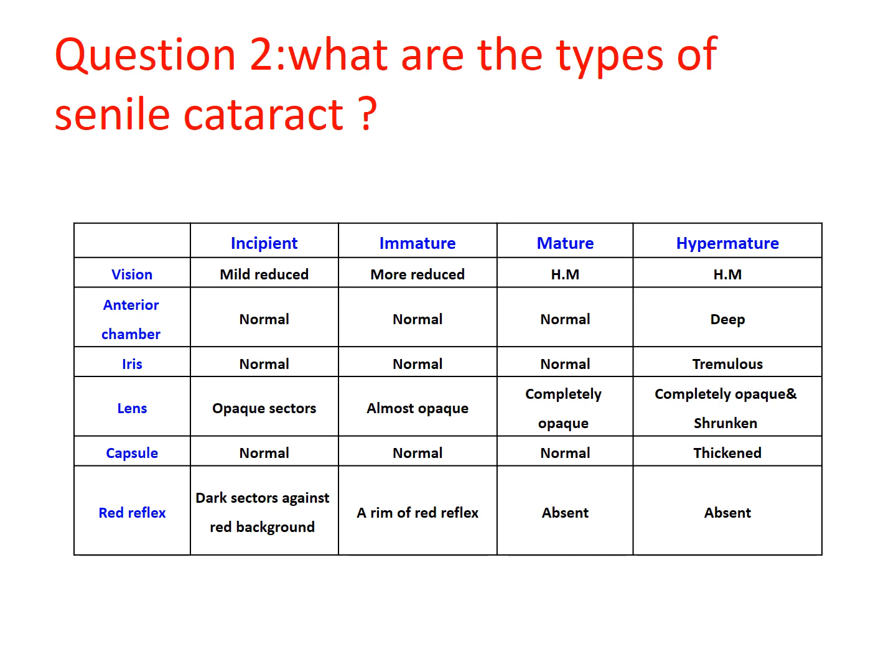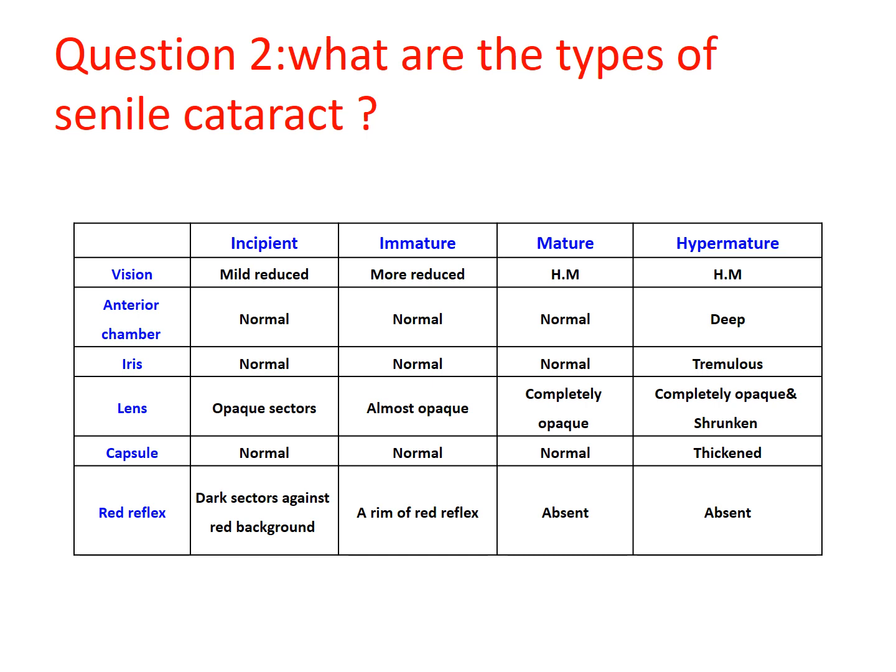However, in immature cataract, the vision starts to become more affected. The anterior chamber is normal, the iris is normal, the lens becomes more opaque with some clear fibers in between, the capsule is normal, and we may see some parts of the red reflex. In mature cataract, the vision drops to hand motion with normal anterior chamber, normal iris, and the lens is completely opaque. The capsule is completely normal, the red reflex completely absent.